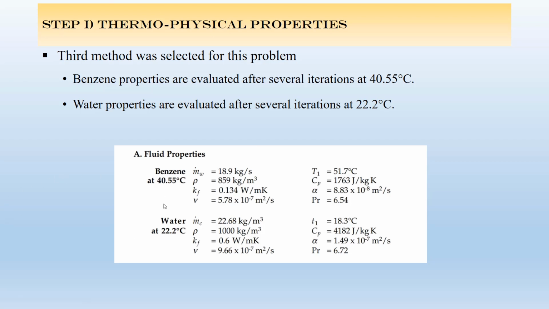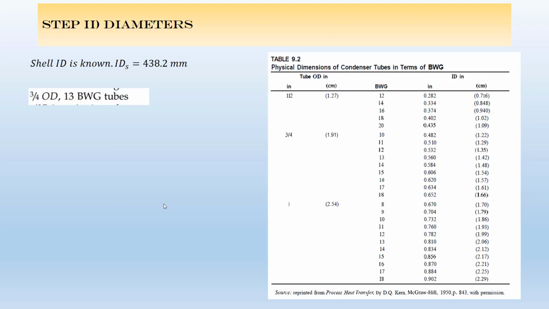This is the first step to design each and every heat exchanger. So the second step, you need to find the flow areas. You need to find the information for internal diameters, for tubes, for the shell, and so on. So to find the diameters, we know the inlet diameter of the shell. This is known. This is available in the information.